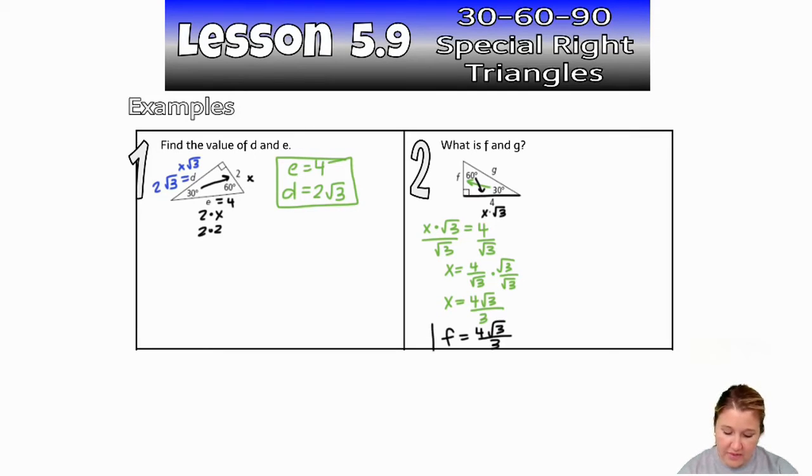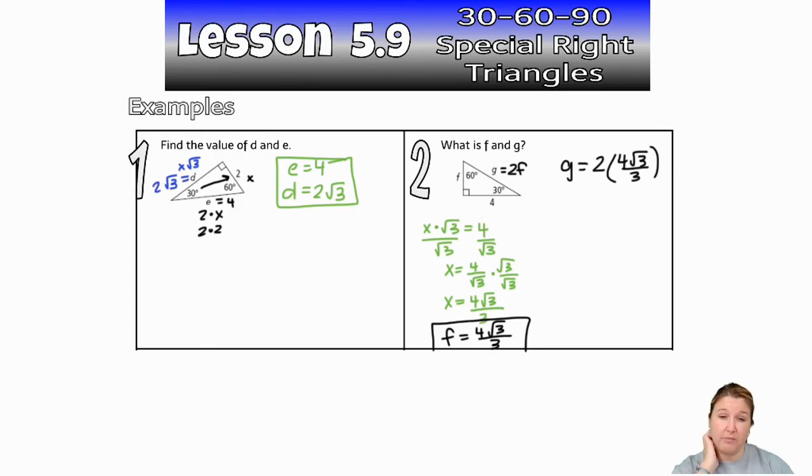Then I need to find G. Well, G is 2 times F. G is equal to 2 times F. I know that F is 4 times the square root of 3 over 3. So G is going to be 2 times 4 square root of 3 over 3.